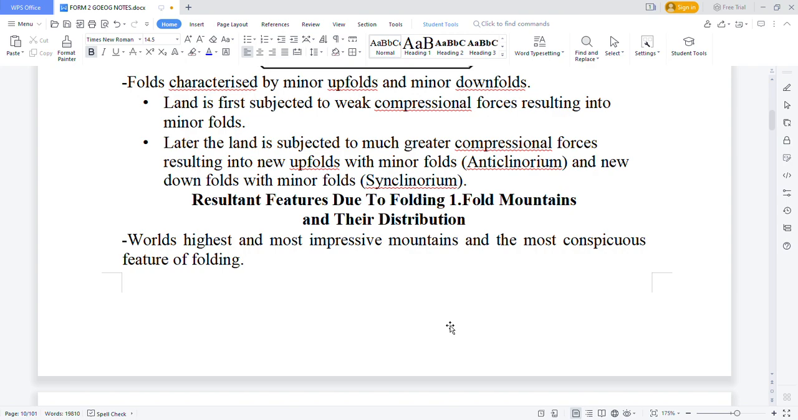So what are the results? What are the features that result due to folding?